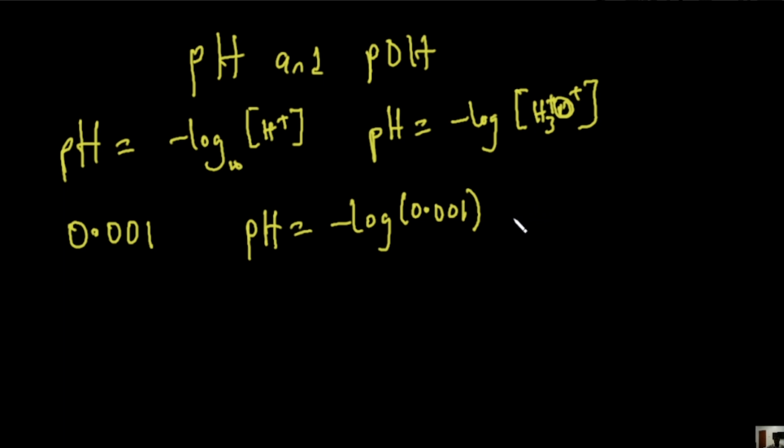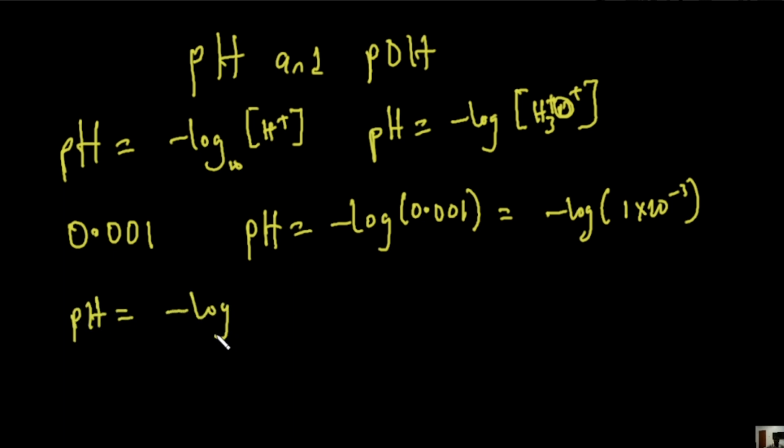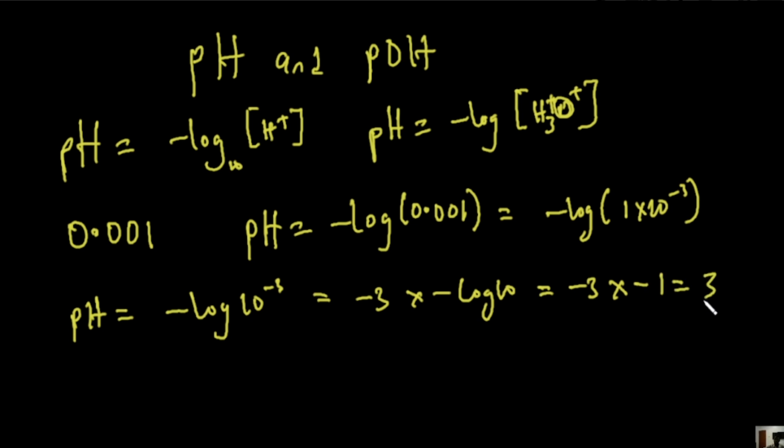If I do this, my answer is going to be minus log of 1 times 10 raised to power minus 3. If I decide to solve this without a calculator, my pH is now going to be equals negative log 10 raised to power minus 3. So according to the log rule, we should bring this down. That will be minus 3 times minus log 10. Minus log 10 is 1, so minus 3 times minus 1 is going to be 3. So just take note of that in solving for pH, you use the concentration of hydrogen ion.